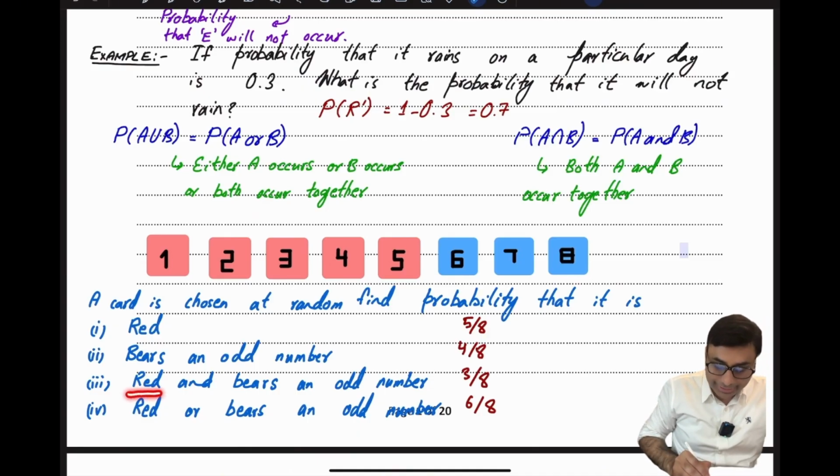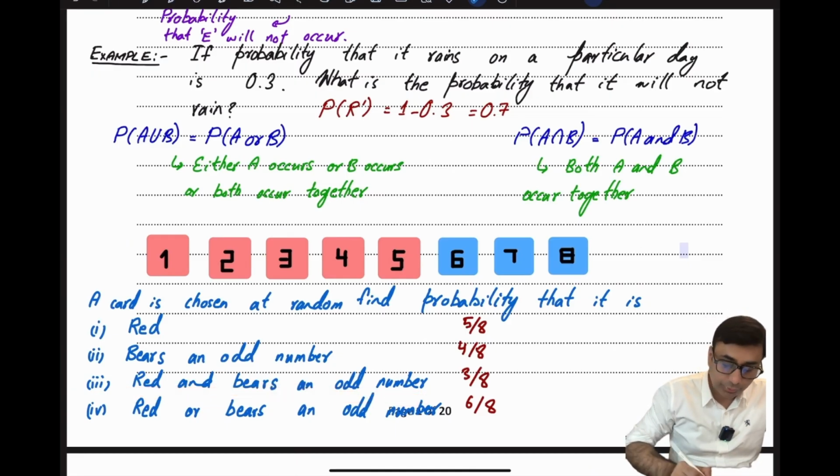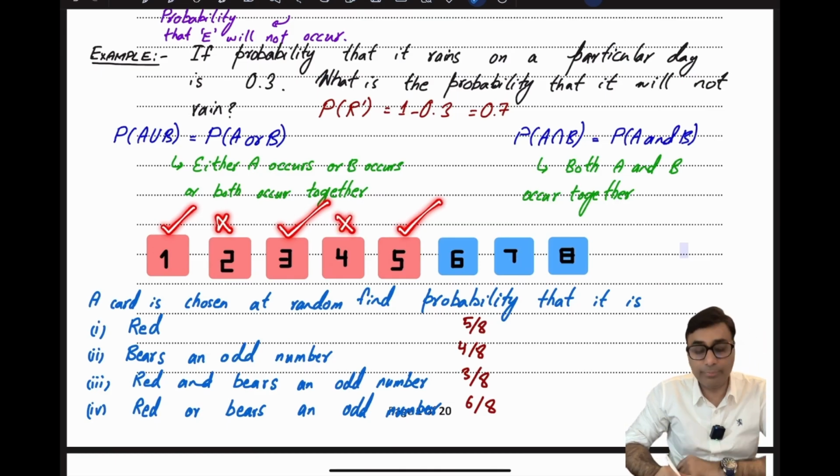Now comes the concept of AND. So it is red and bears an odd number. That means you're looking for those cards which are simultaneously red as well as bearing an odd number. So 1 is red and it bears an odd number. 3 is red, it bears an odd number. 5 is red and it bears an odd number. Although 2 and 4 are red, they will not be included because they do not bear odd numbers. It has to be both occurring together.